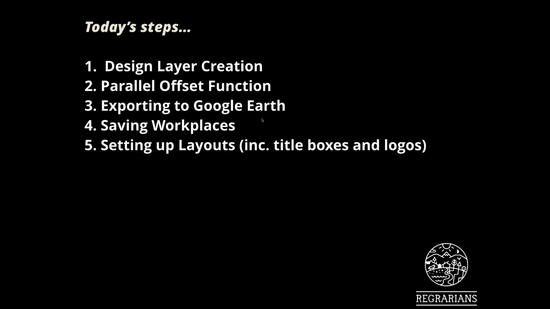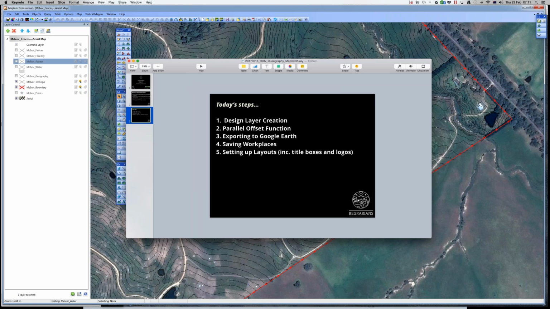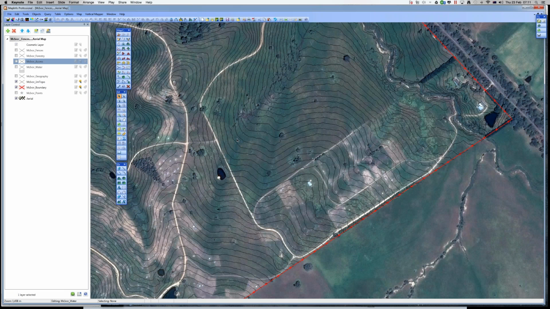So today's steps are the creation of design layers, looking at the fantastic parallel offset function, which is not unique, but I think uniquely simple in this software, exporting to Google Earth, saving workplaces, and then setting up layouts, including title boxes and logos, as I mentioned. Okay, so with that, let's get to the screen.